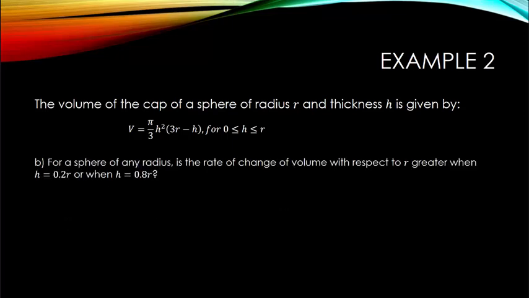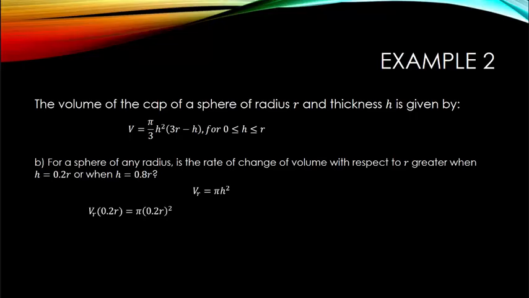Now, assuming a sphere of any radius, I want to know if the rate of change of volume with respect to r is greater when h is 0.2r or when h is 0.8r. The words rate of change of volume with respect to r in that statement tell me that I need to use the partial derivative of V with respect to r, which is given by pi h squared. I'm going to plug in the two different values for h and see which is larger.